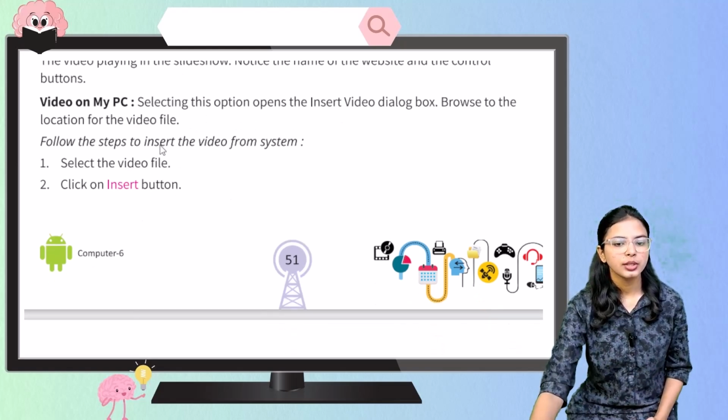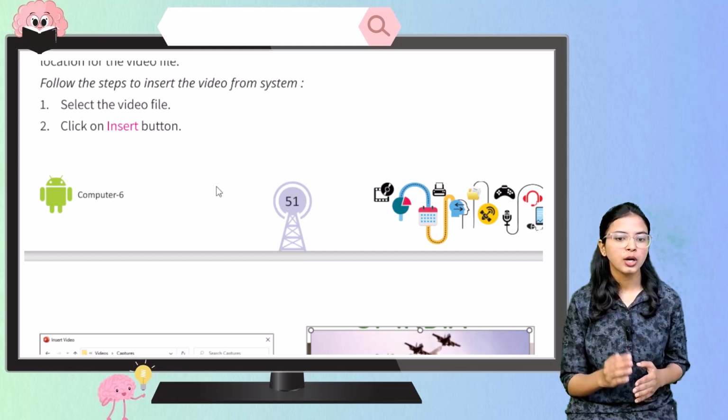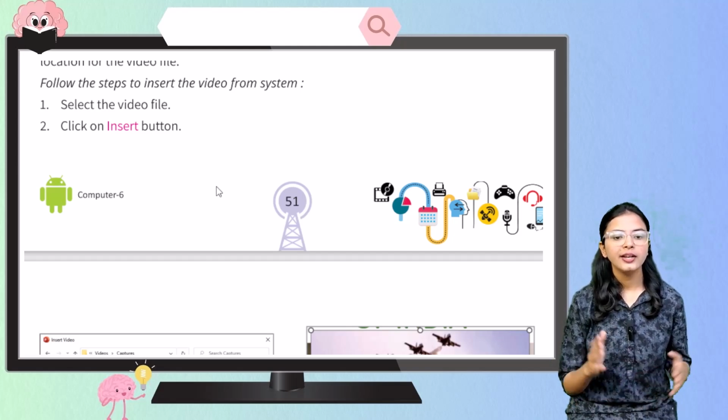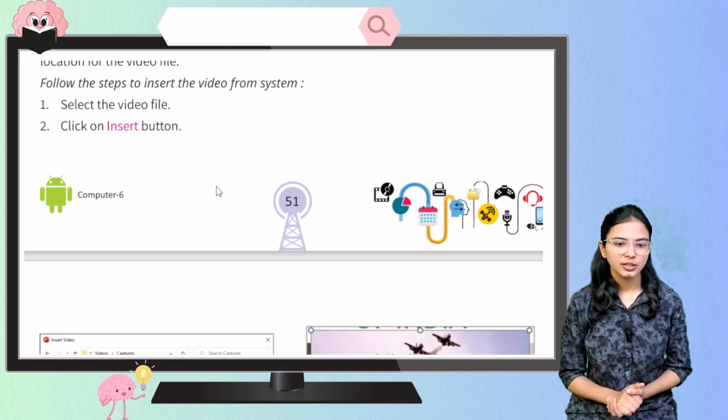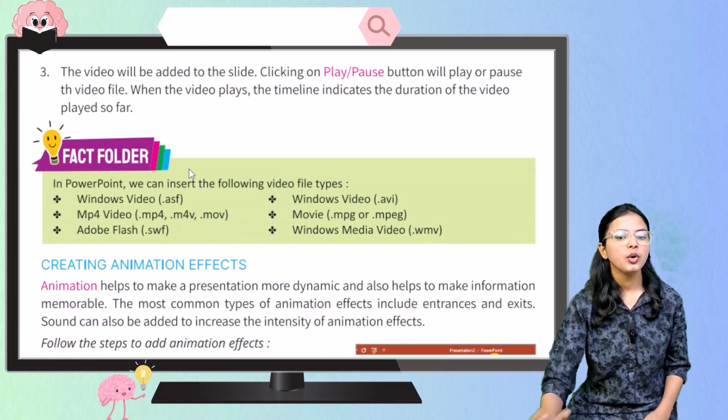Video on my PC, student. Selecting this option opens the insert video dialog box. Browse to the location for the video file. Follow the steps to insert the video from the system. You have to select the video file. Click on the insert button. The video will be added to the slide.